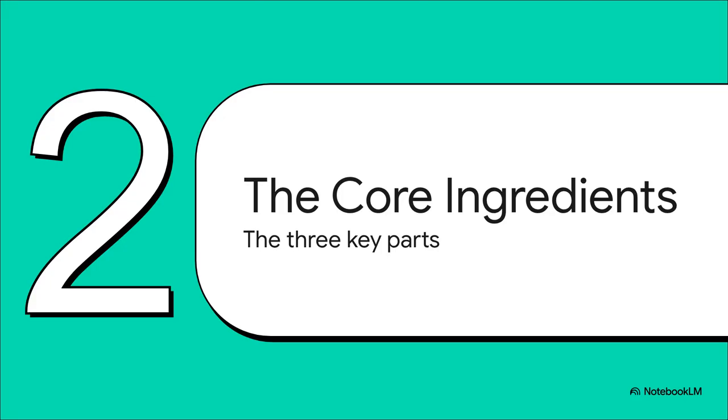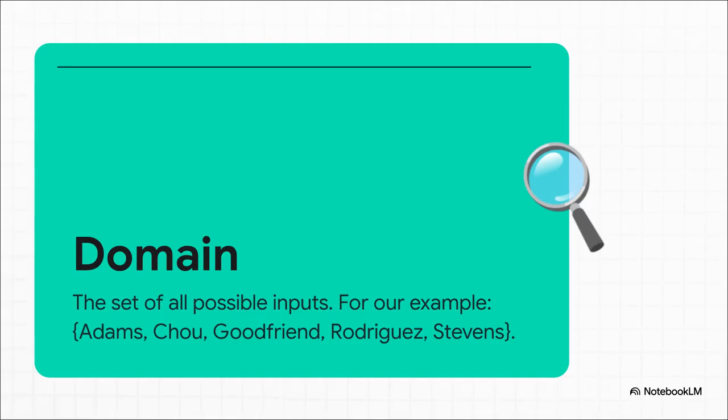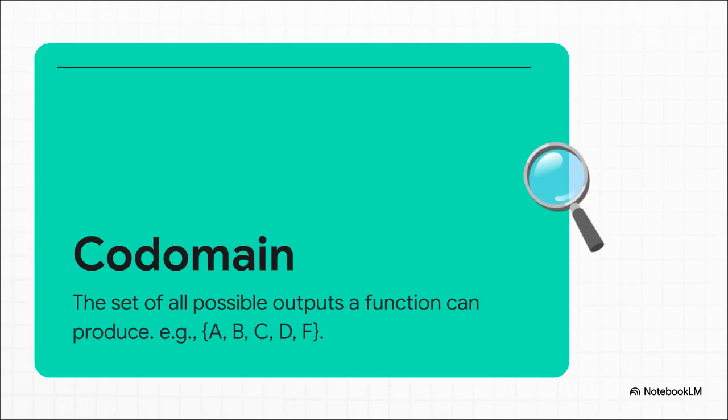Okay, so we've got the basic concept down. Now let's get a little more specific and break this thing down into its three essential parts. You can think of this as the official parts list for any function you're ever going to encounter. First up is the domain. This is just the complete set of all the things you're allowed to put into the function. So in our classroom example, the domain is simply the list of all the students. Easy enough? Next, we have the codomain.